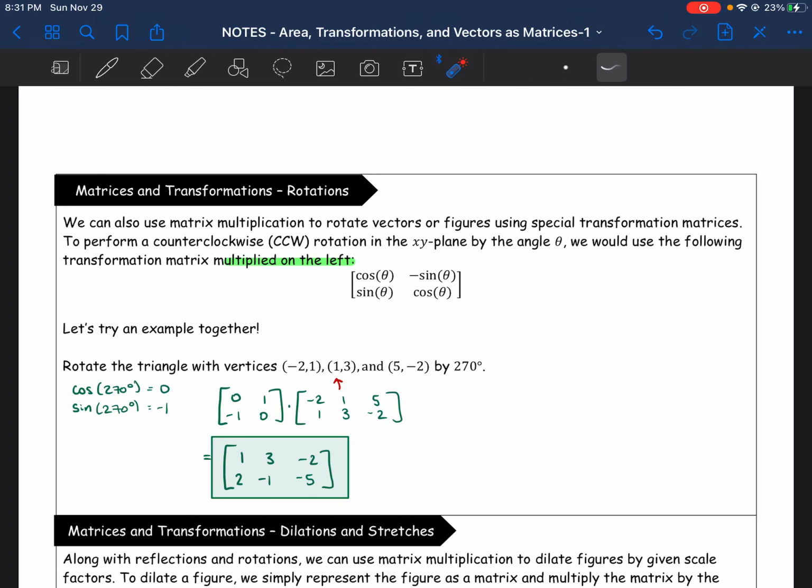But it turns out that if you want to rotate a figure or a line segment, or even just a point, you would need to simply use this transformation matrix, with the cosine of the angle that you're trying to rotate with respect to the origin. So cosine, negative sine, sine, cosine. And again, that angle theta is how many degrees counterclockwise you want to rotate around the origin.